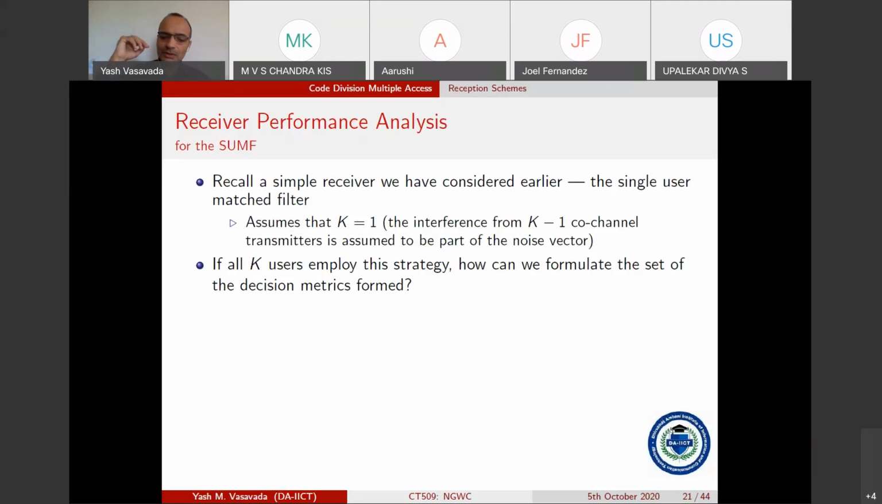Each user is doing its own single user matched filtering. Each user thinks that that user is the only active user present. The remaining K minus 1 users are completely getting ignored.